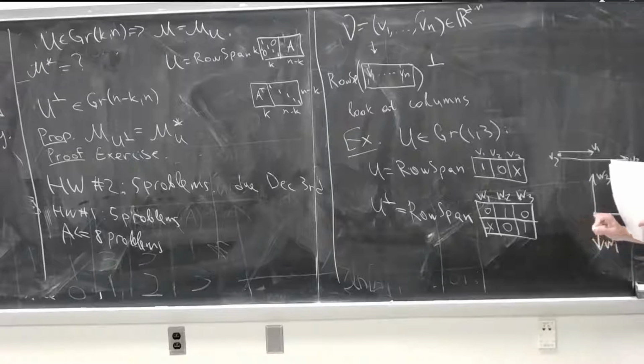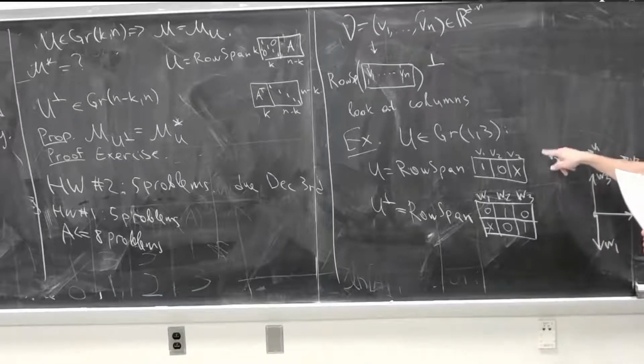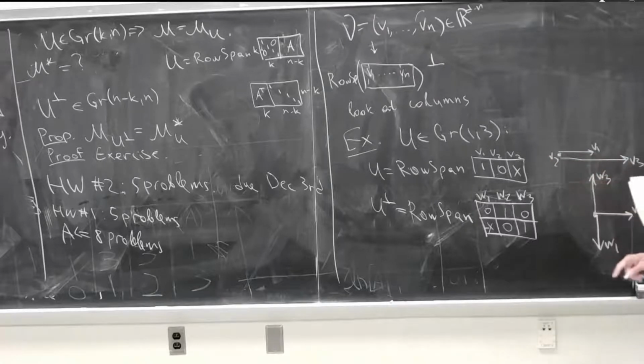In particular, V1 forms a basis here, so V2 and V3 form a basis here. And V2 does not form a basis, and therefore its complement, W1, W3, do not form a basis. Okay? So the bases of this picture are complements of the bases of this picture. Yeah?